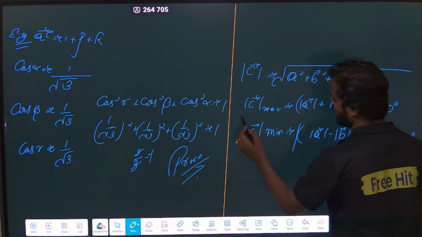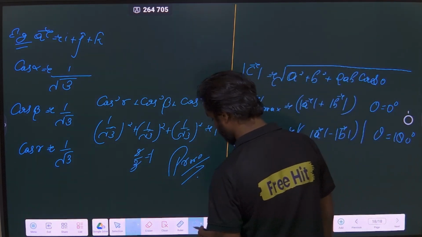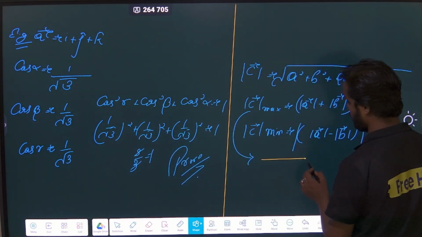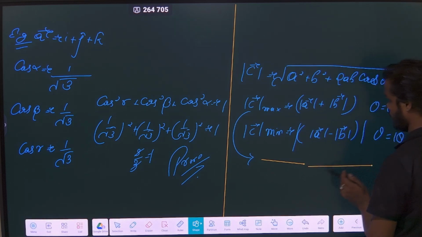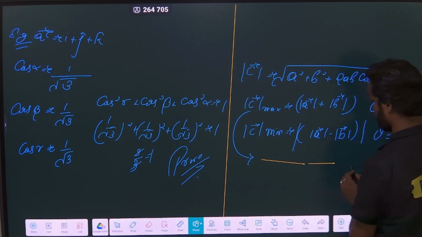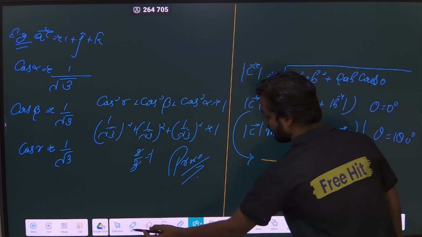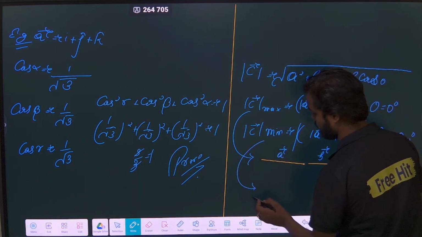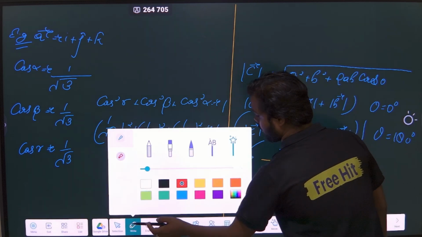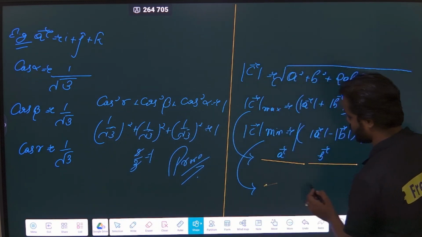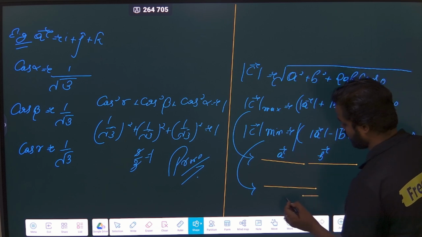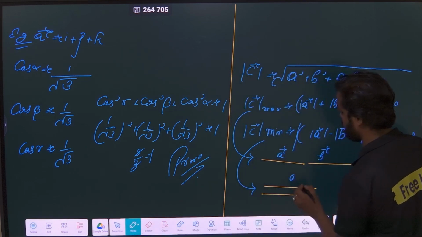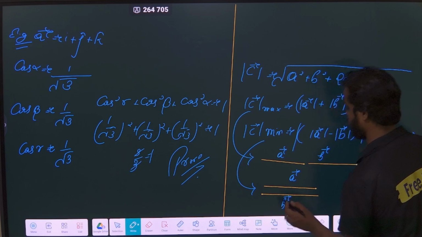So if you try to see the diagram for this, what will be the diagram? If this is my vector A, this will be my vector B, means they both will be along the same direction, theta will be 0. But for the other case, what will be my diagram? This is my vector A and this will be my vector B, in the opposite direction. Clear?